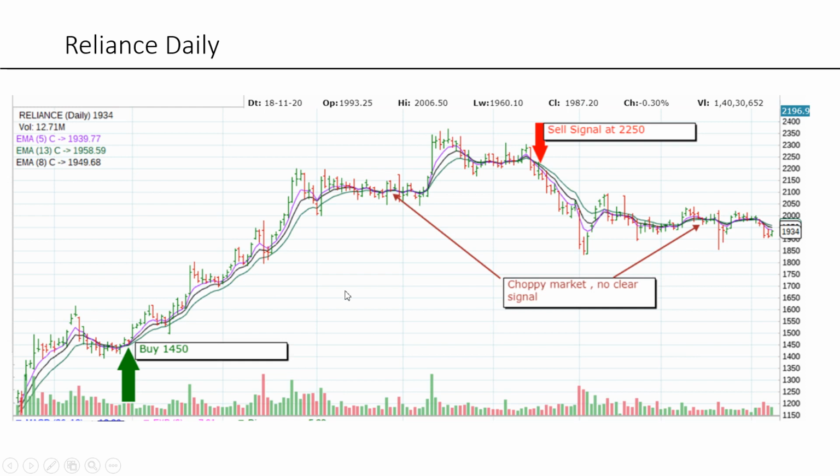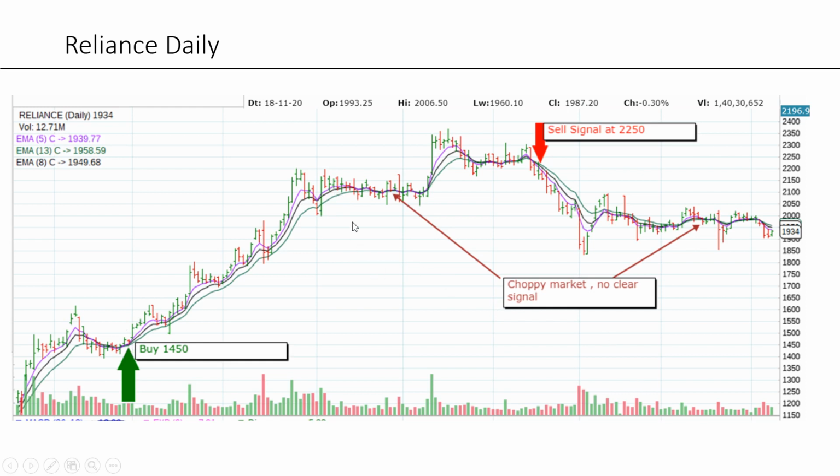Okay, again let's look into the Reliance daily chart. Buy signal happened around 1450, which continued almost 3-4 months, and yeah, there was a lot of choppy market, so one can exit in the choppy market until the market becomes directionless. So even if somebody exits here, it has given you from 1450 to at least 2050, so nearly a 600 point gain on the buy side.